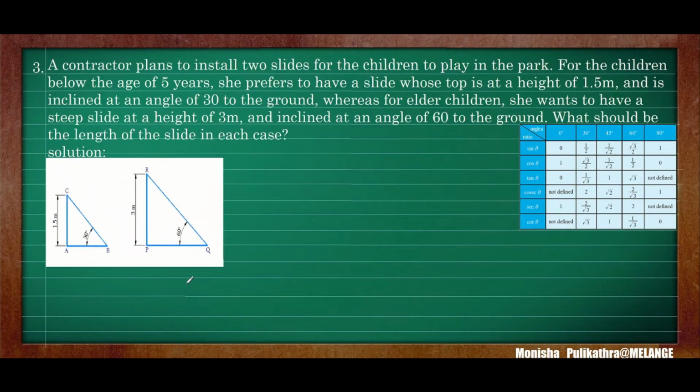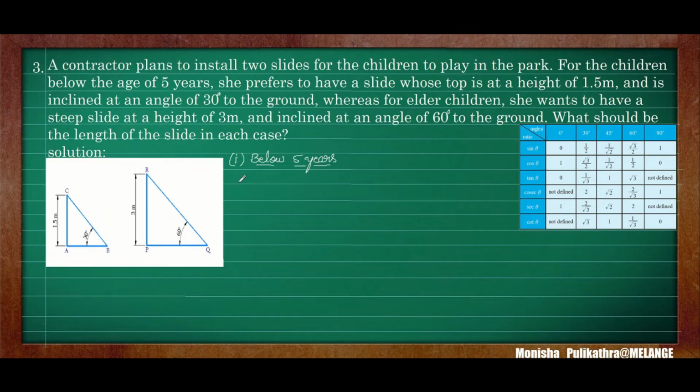Moving on to the third question. The third question is, a contractor plans to install 2 slides for the children to play in the park. One is for the children below the age of 5 years. So this is 30 degrees and this is 60 degrees. So first is below 5 years.